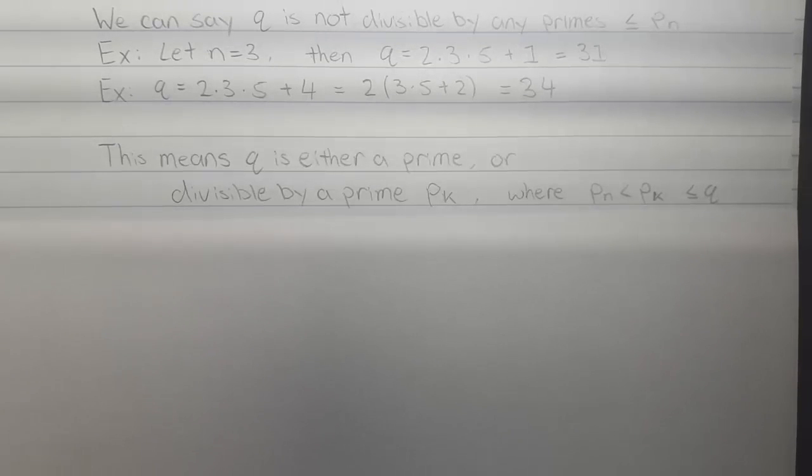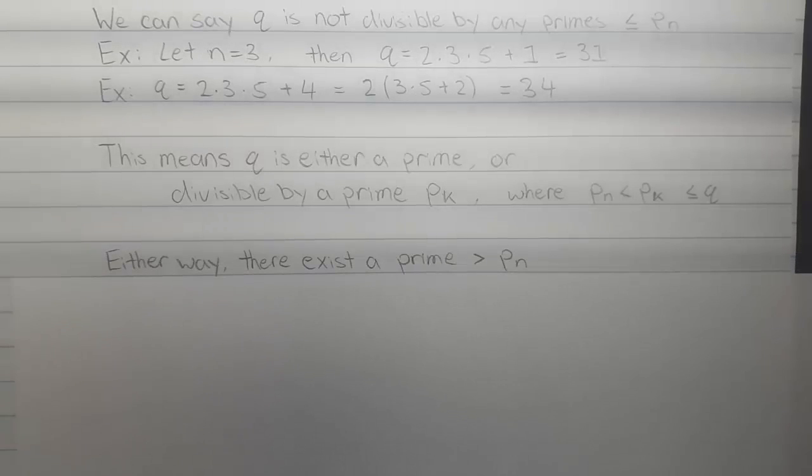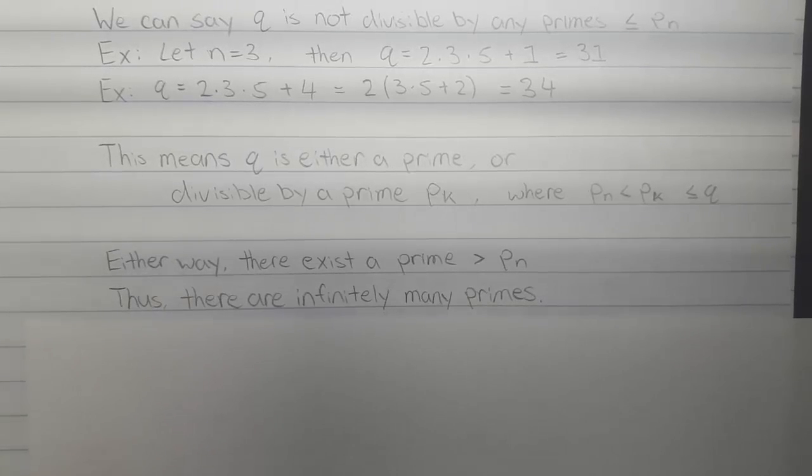So now that we know that q is not divisible by any prime less than or equal to pn, this means that q is either a prime number, where it can only be divided by 1 or itself, or it is divisible by another prime, let's call it pk, where pk is greater than pn but less than or equal to q. There are two cases shown here, and in both cases, it suggests that there exists a prime greater than pn. And thus we have infinitely many primes.